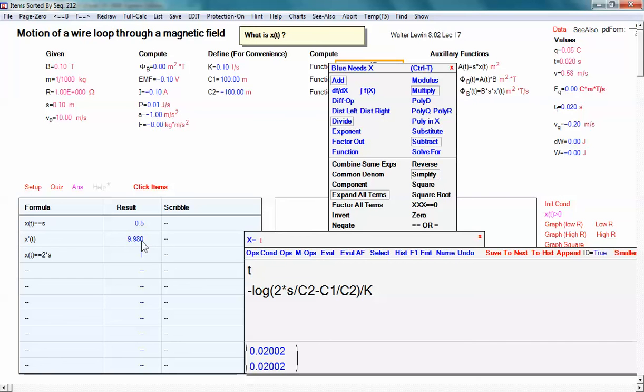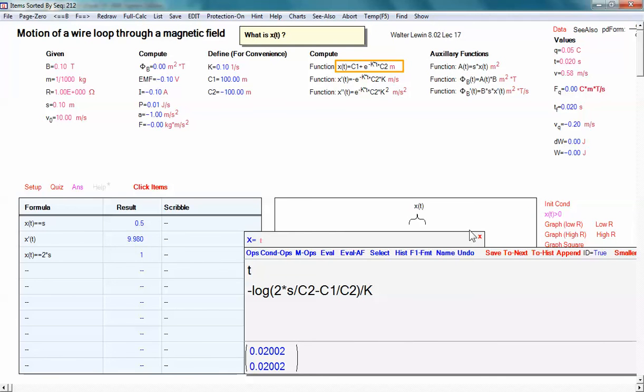Now, if the field were larger than s, then these velocities would be the same. It would enter the field, and once it got in the field, its velocity would have decreased to 9.99 meters per second. Then it would continue along at that velocity as long as it's completely in the field. And as it started coming out, it would slow down that additional 0.01 meters per second. So its velocity as it came out of the field would be 9.98 meters per second.